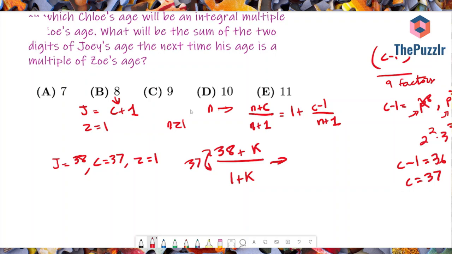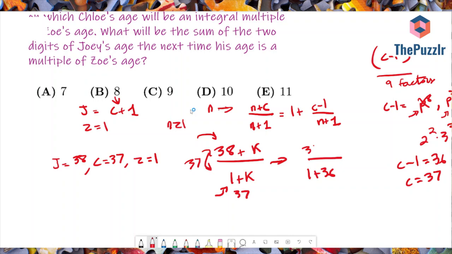So if the bottom is 37, then the top is going to equal 37 plus 37, so this would be 2 times 37. So this would give us an integer. So for k plus 1 to equal 37, k is equal to 36.